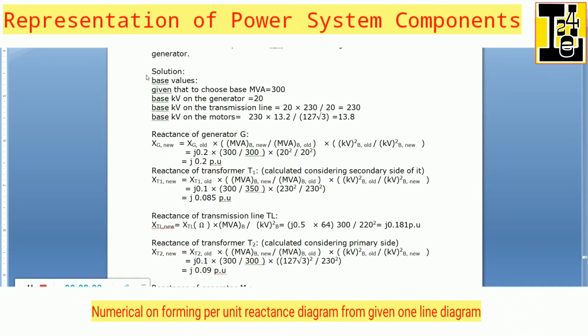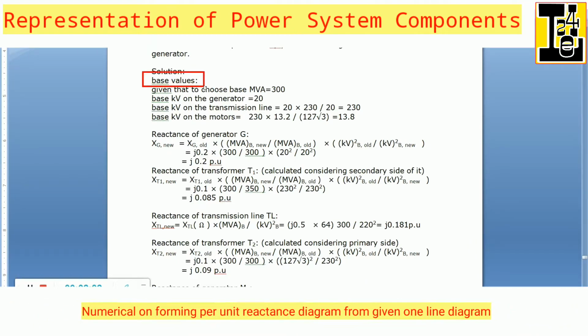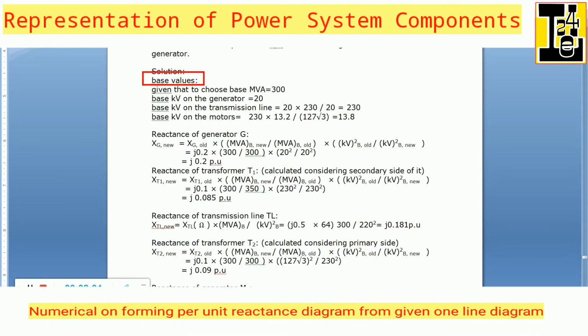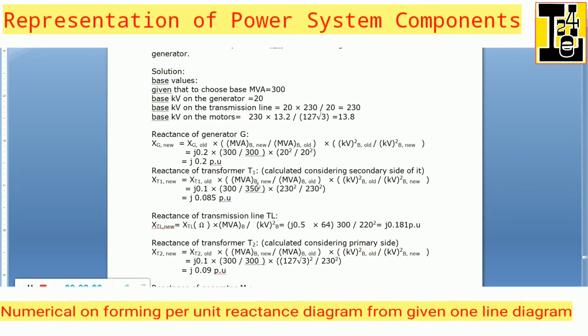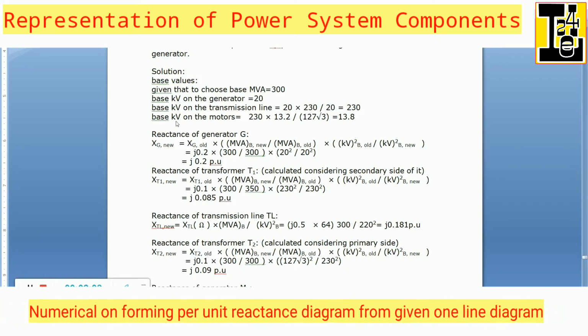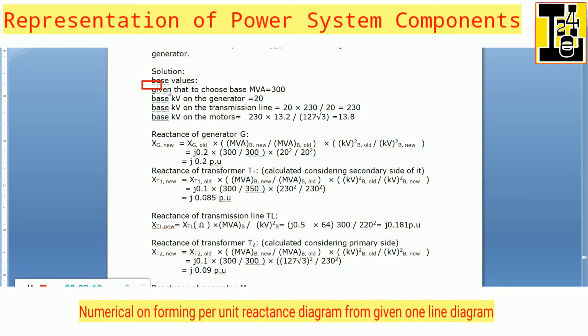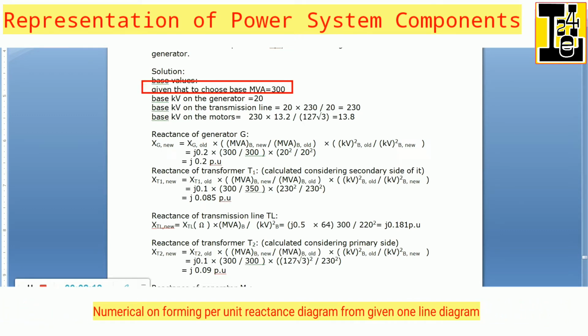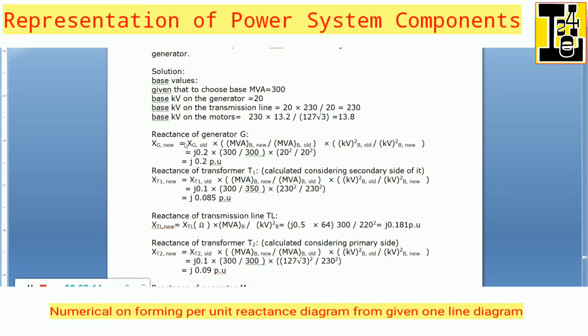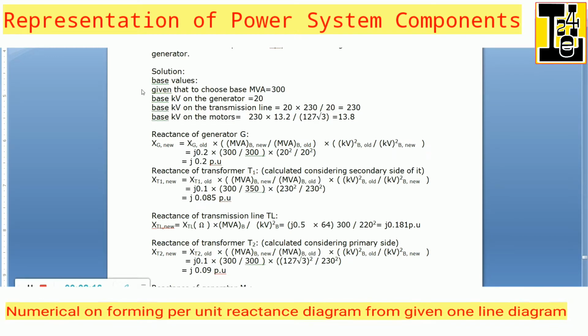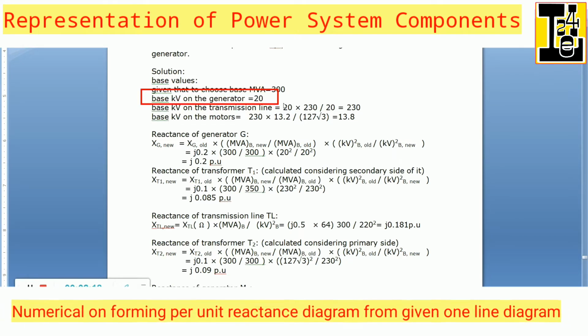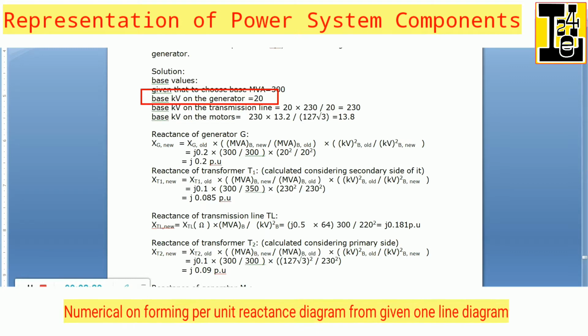Let me choose the base values first. It is given that we need to choose the generator ratings as base. So the base MVA is 300 MVA and the operating voltage of the generator itself is the base kV at the generator side, that is 20 kV.